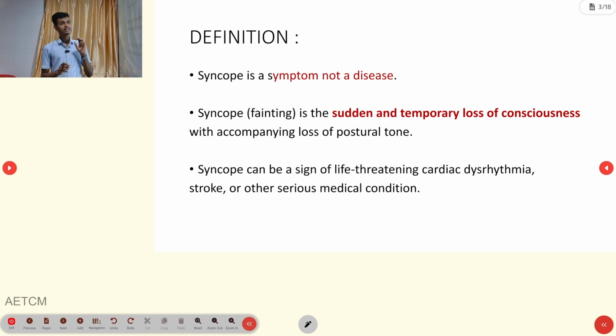Definition wise, syncope is a symptom, not a disease. It is one of the subjective data. Syncope or fainting, both are the same term, meaning a sudden temporary loss of consciousness. It occurs suddenly and persists only for seconds, which is why we call it a temporary loss of consciousness. It may be because of various reasons, from a simple orthostatic hypotension to stroke to dysrhythmias.